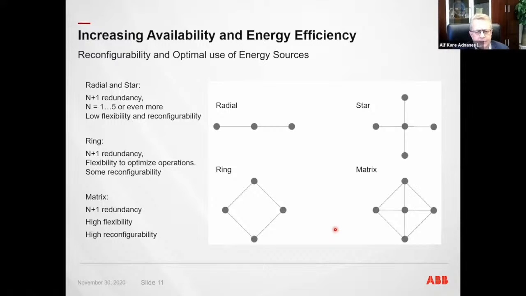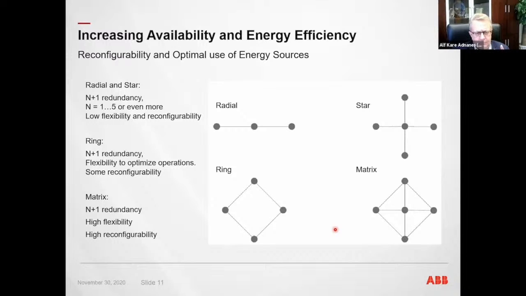So the matrix system is definitely the most flexible configuration, where we have a lot of possibility to reconfigure the system in case there is a single failure in it. And this reconfiguration can be done automatically, or it can be done remotely by a remote chief engineer or by a digital chief engineer on board the vessel.